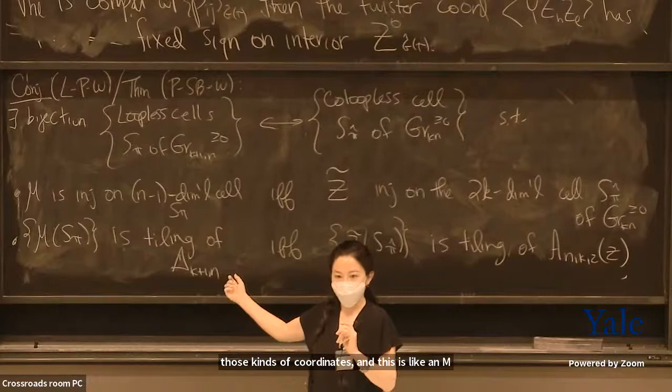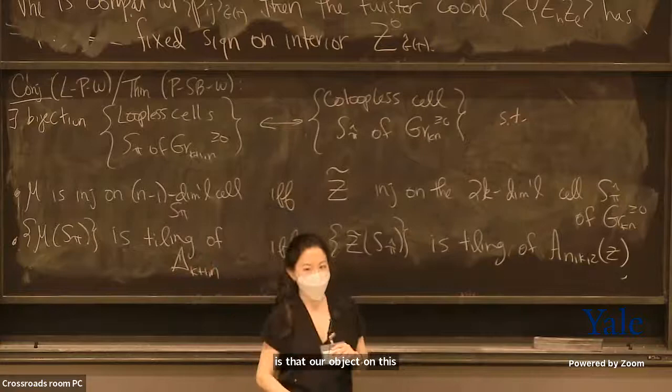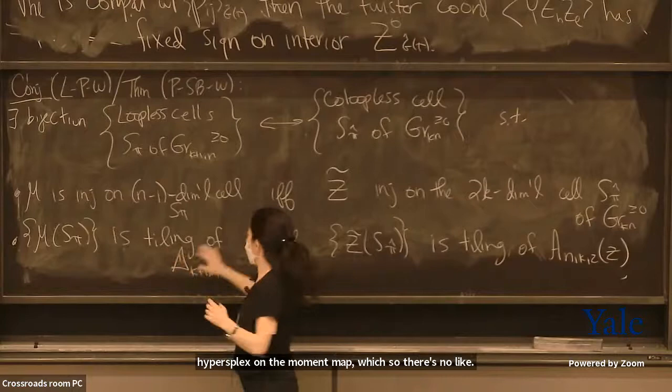But the strange thing is that our object on this side seems to be the hypersimplex and the moment map, so there's no information about any kind of external data of particles on this side, even though there is on that side. So it's just weird.